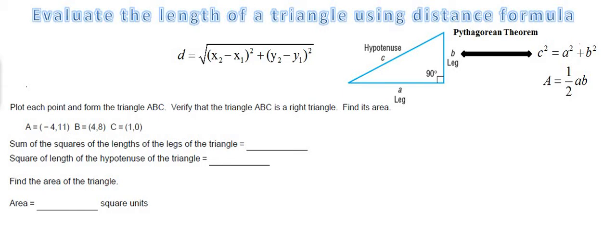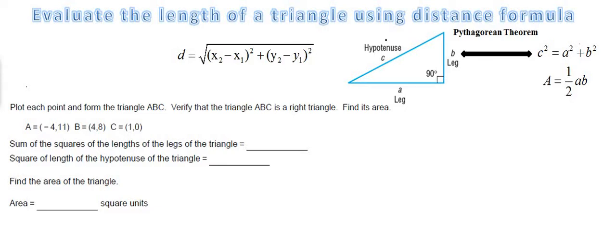Today I'm going to talk about how to evaluate the length of a triangle using the distance formula. First of all, I would like to recall what the distance formula is. Given 2 points (x1, y1) and (x2, y2), the distance between these 2 points can be written as the square root of (x2 minus x1) squared plus (y2 minus y1) squared.